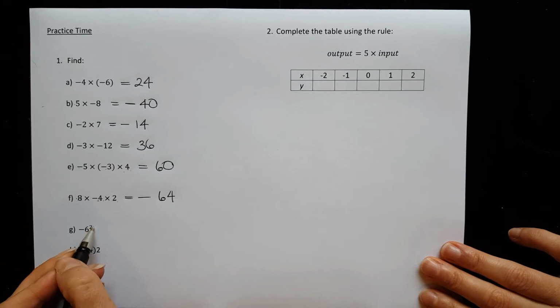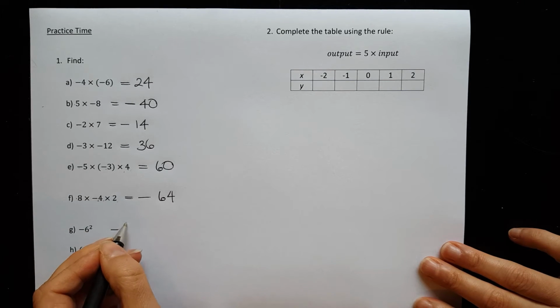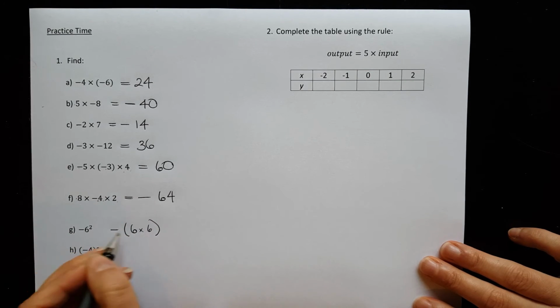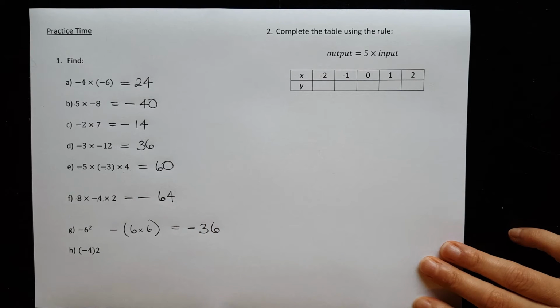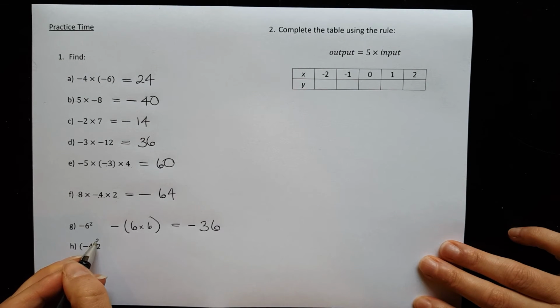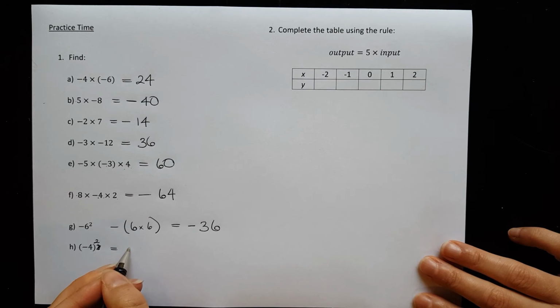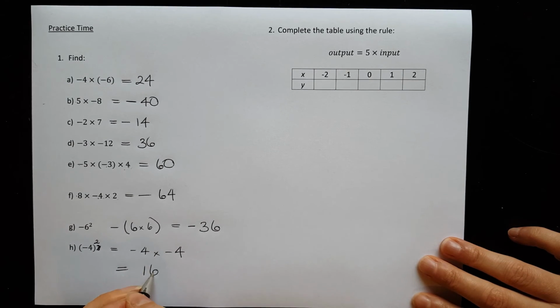G, minus 6 squared. So that means we have minus, but only the 6 is squared. So that's minus 6 times 6. We have to do that first. So 6 times 6 is 36, but the minus is out the front. So minus 36. But if we have the brackets around it, oh, that should be a little squared there. Sorry about that confusion. Okay, so that should be a minus 4 times a minus 4, which is a positive 16.